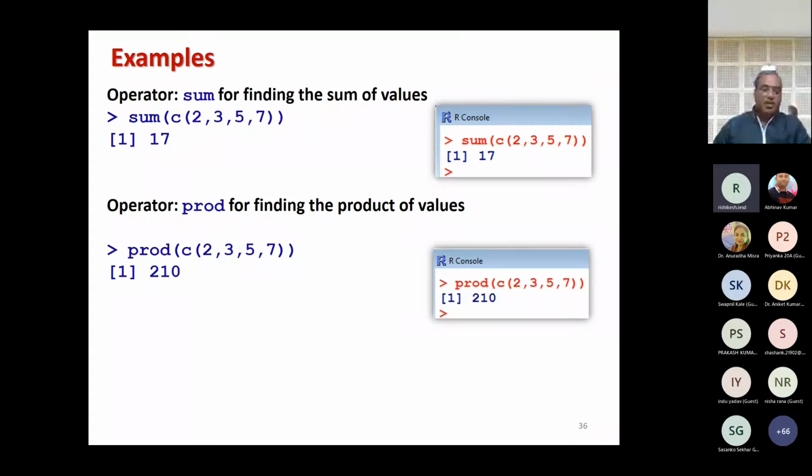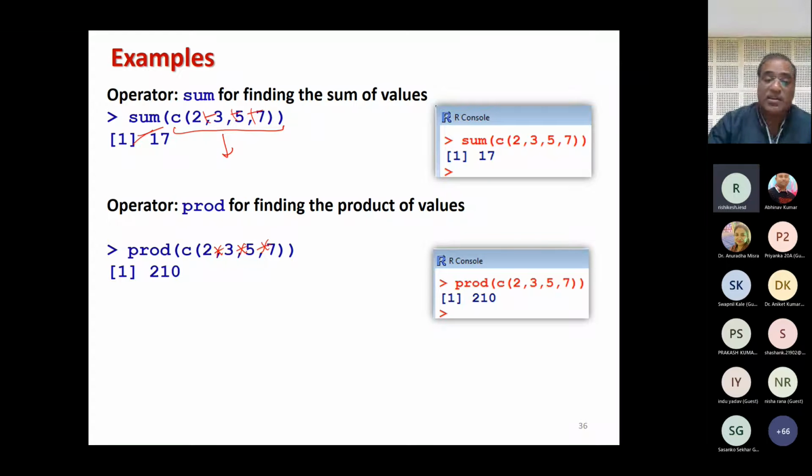Similarly, you have the functions sum and product. Sum is used to find the sum of the numbers given inside the parentheses. You can see you are giving this data vector 2, 3, 5, 7. So it gives the value of 2 plus 3 plus 5 plus 7. And similarly product, PROD, gives you the product of the four numbers, 2 into 3 into 5 into 7. That is how it actually works.